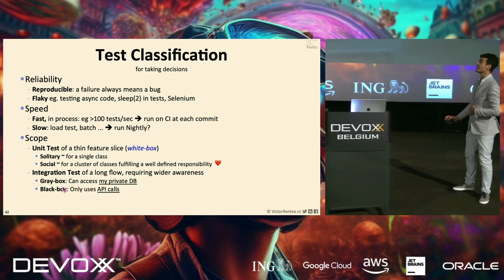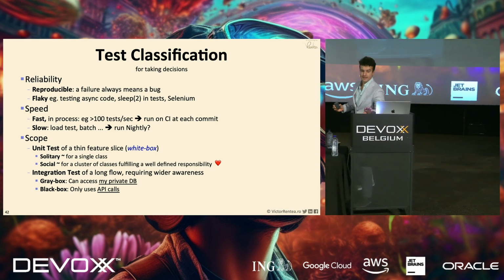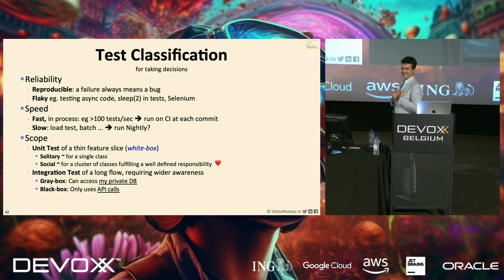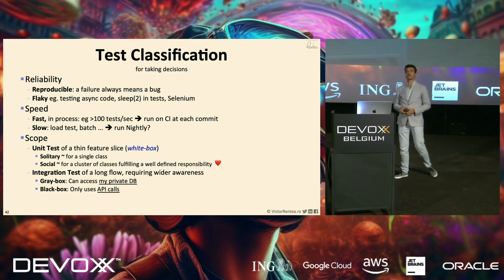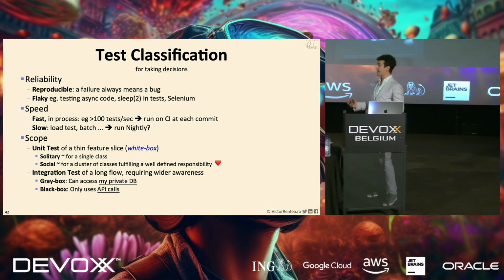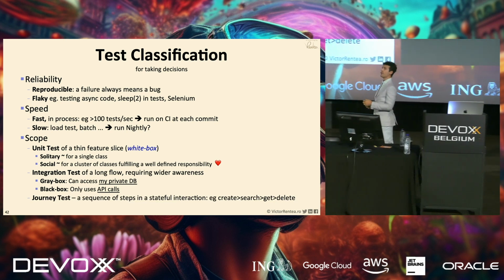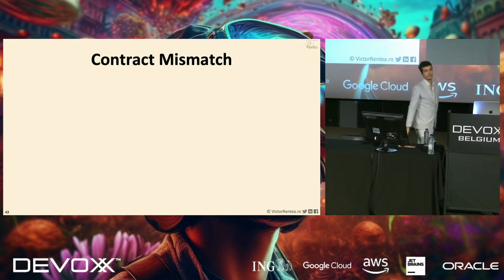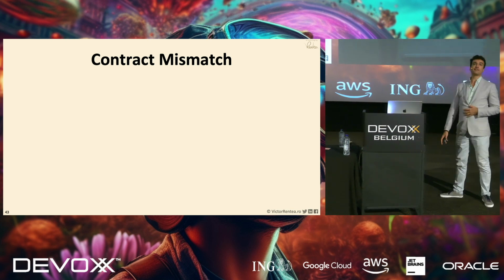What does that mean? Gray box integration tests can access the database. A black box test doesn't. The black box test is just going to fire API calls, GET and POST and everything, right? So, of course, the lower you go, the more complexity to write the code, and the more robust and significant the test will become. One point, very fast: contract mismatch.